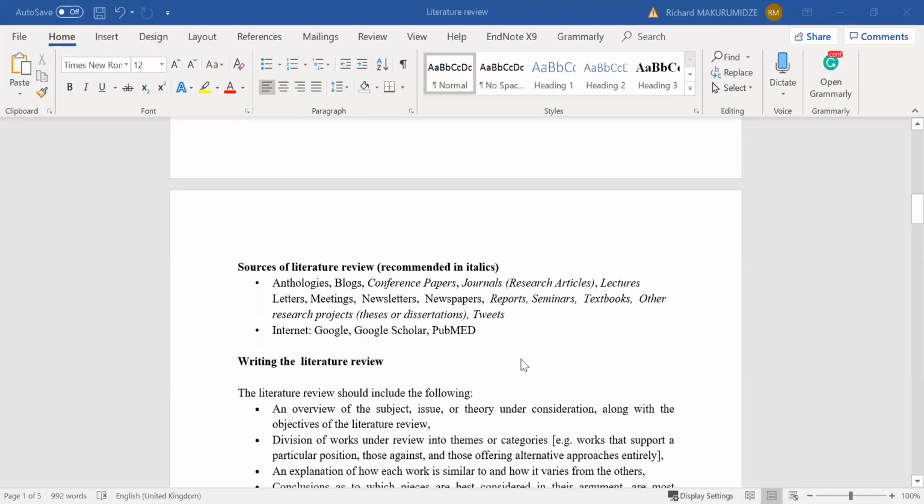Before you do your literature review, one thing which is important is the source of your literature review. Where are you going to get it? What are the sources of information which you're going to use as you write your literature review? There are a lot of these. We can use what we call anthologies, blogs, conference papers, journals or research articles, lectures, letters, meetings, newsletters, newspapers, reports, seminars, textbooks, other research projects, thesis or dissertations, or tweets.